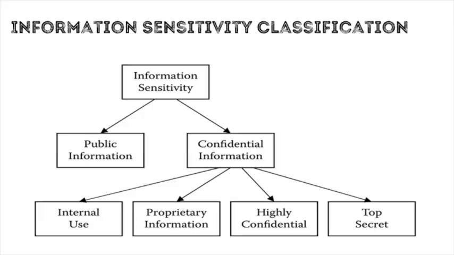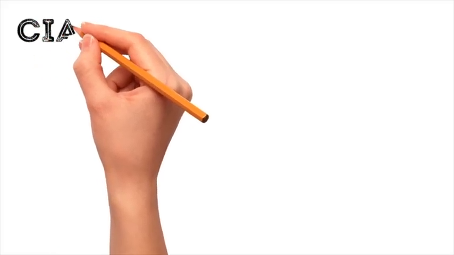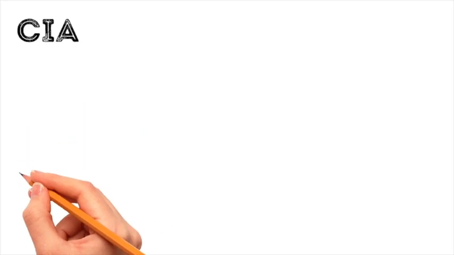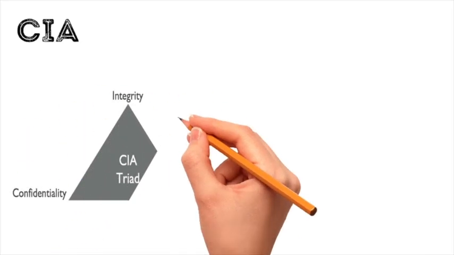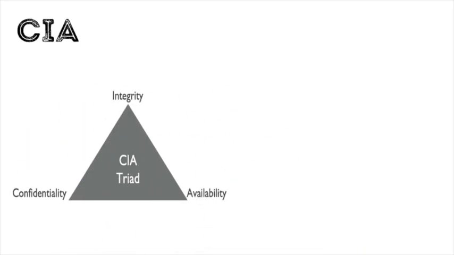This classification helps determine what level of protection each type of information needs. For instance, customer data and encryption keys require the strongest encryption and access control. The CIA triad. A fundamental concept in cybersecurity is the CIA triad. It stands for confidentiality, integrity, and availability. Let's relate these to a banking context.